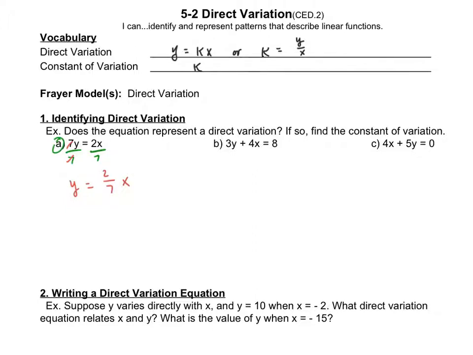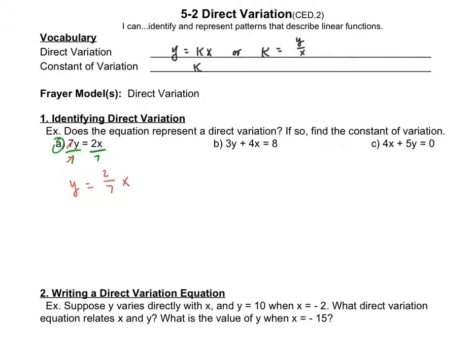It must go through the origin, and I can tell you now that this is plus 0. There is no y-intercept, so the y-intercept is going to be the origin, 0. So there you have it. All the criteria are met.